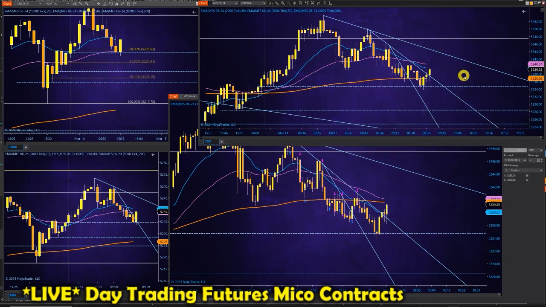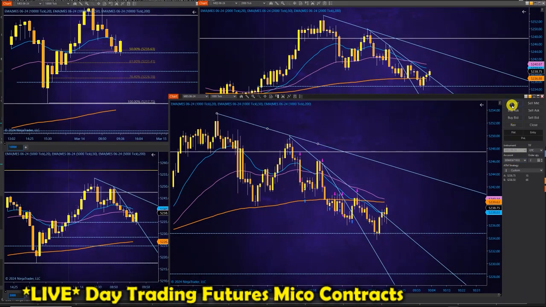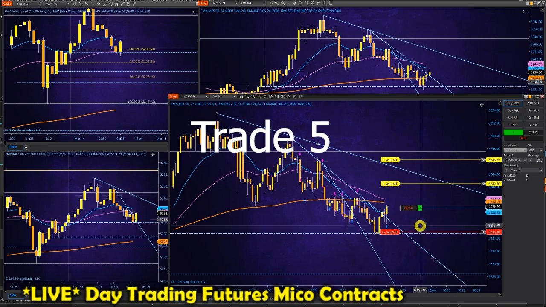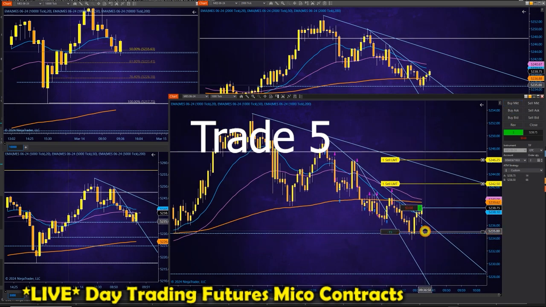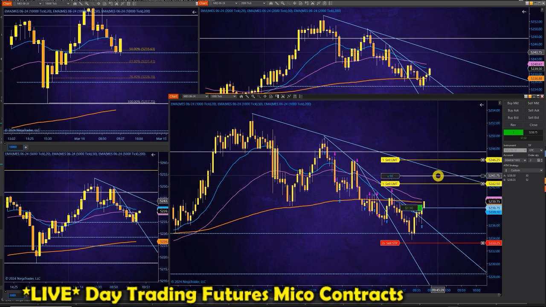It's starting to break up over the 2,000 tick chart. Why not give it a try, right? Give it a try. Let's see what happens. Order filled. My stop needs to be below this wick, and my target needs to be set up here.